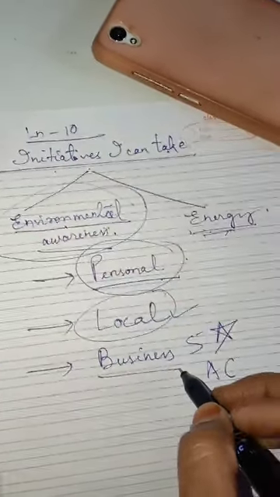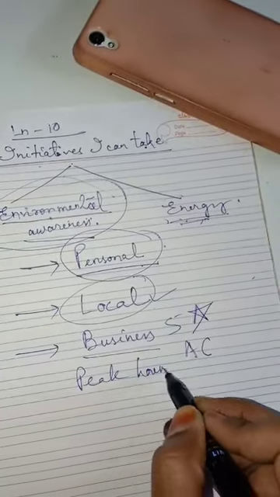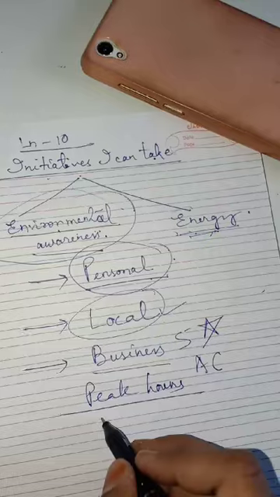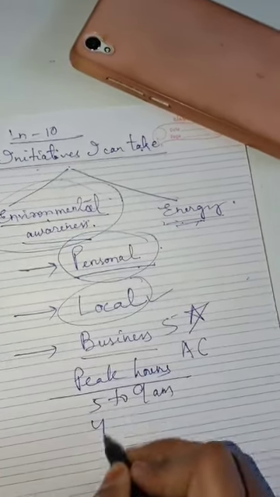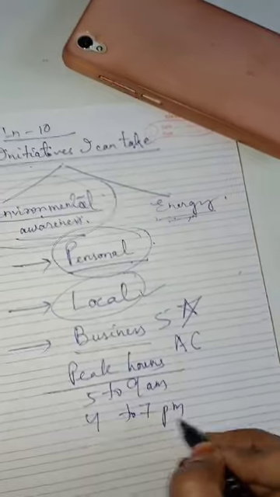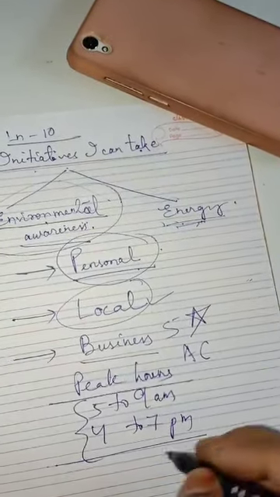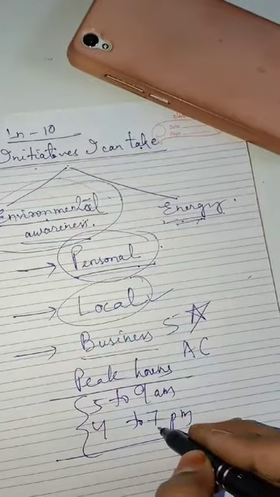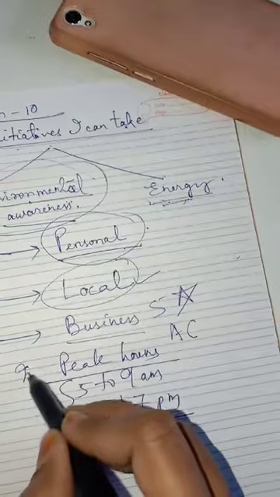The most important thing here is the peak hour, in which energy is used maximum. That time is between 5 to 9 a.m. and 4 to 7 p.m., and that is known as your peak hour. So you should reduce or minimize the use of energy during these peak demand hours, that is 5 to 9 a.m. and 4 to 7 p.m. This is an important point you can mention in your answers.